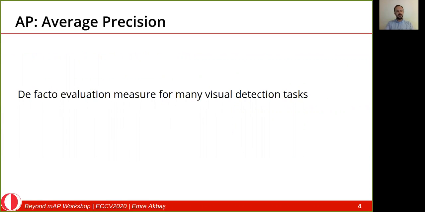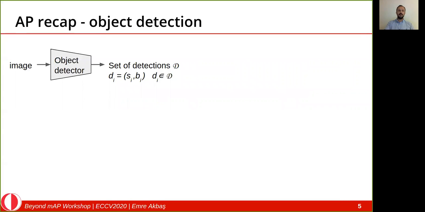So average precision, or AP, is today the de facto evaluation measure for not only object detection, but also other visual detection tasks like instance segmentation and keypoint detection. So it has sort of a central importance. Let's first recap how AP works or is used for evaluating object detection.